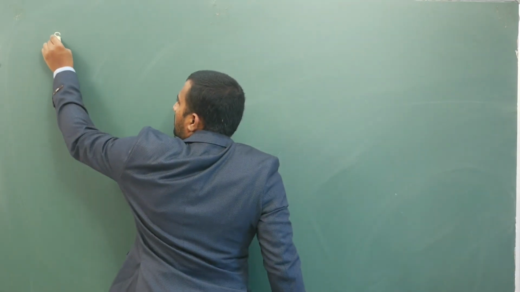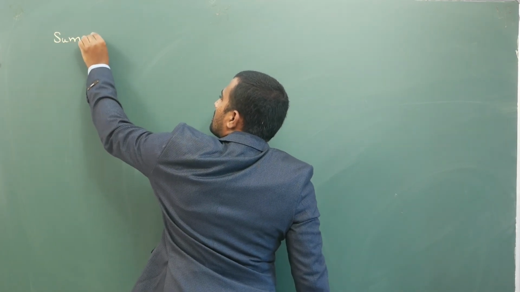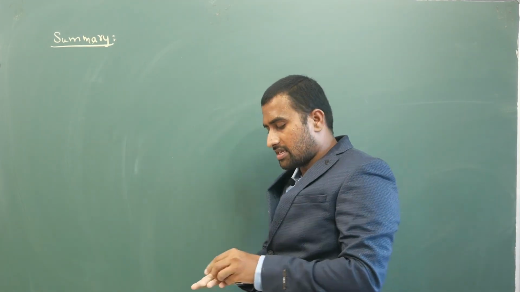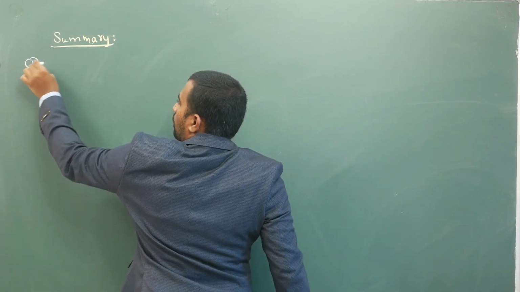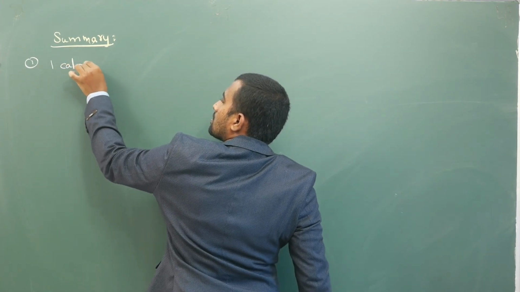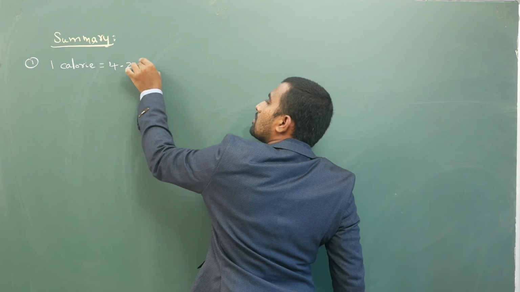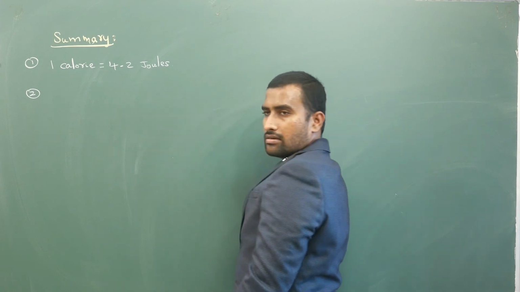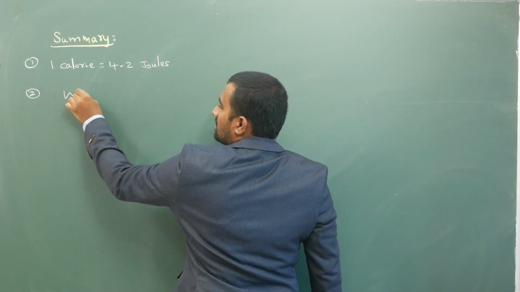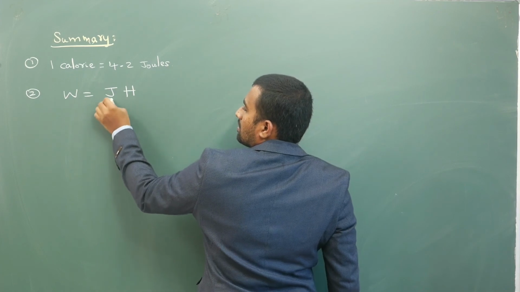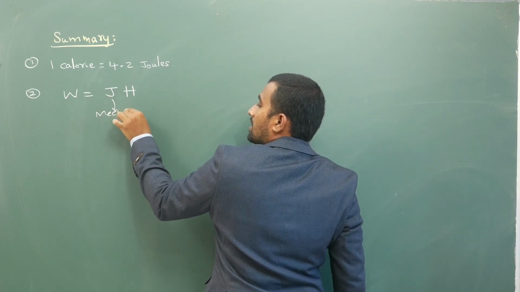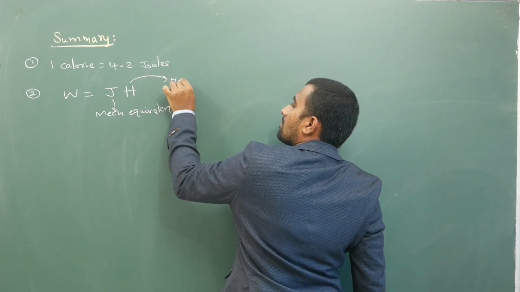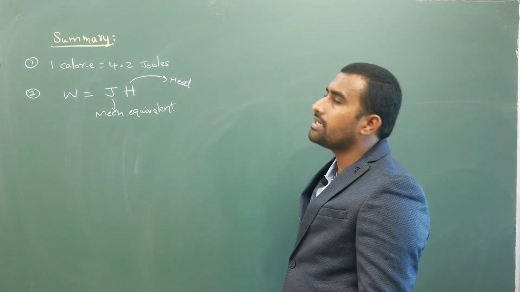Before you enter into the next lecture, what all things you are supposed to know, I am writing here. First, 1 calorie is 4.2 joules, the first and foremost important relation. Next, second, your work done is equal to J times H. This J is your mechanical equivalent, H is your heat energy, heat means heat energy.